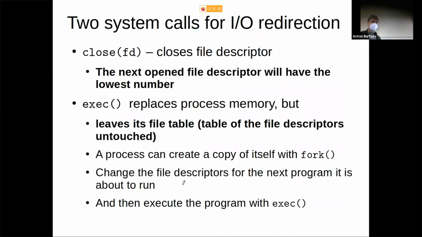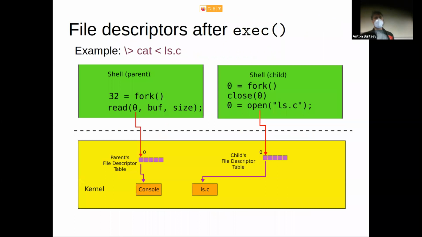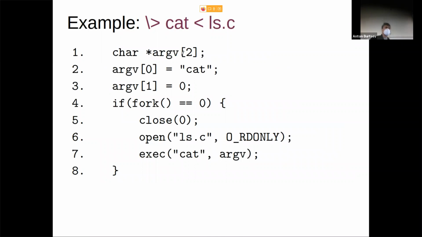For that, we need the following convention: exec itself will replace the memory of a process, but will leave its file descriptor table untouched. Which means that if the shell does something for this future program, it can pre-configure the file descriptor table in a specific manner, and then start running from there. So that's our final diagram here. This is the end result of implementing this command in a shell. Let's take a look at another example.